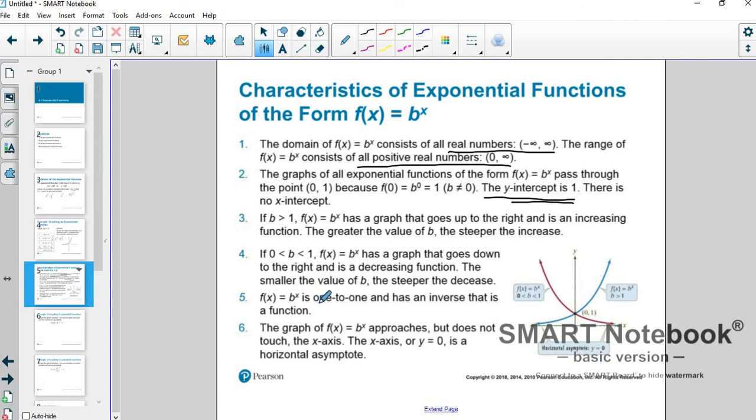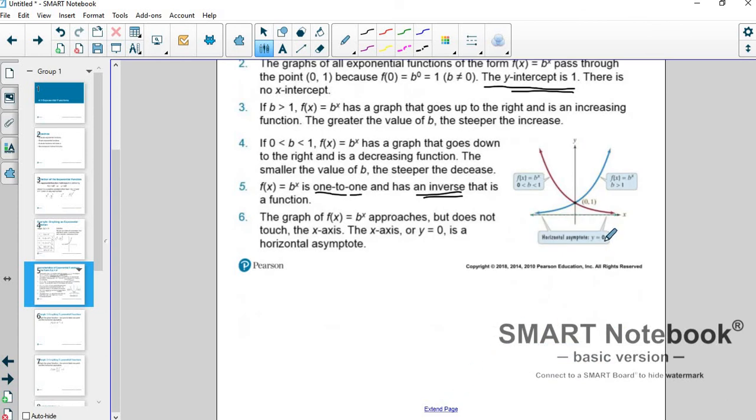All right. b to the x is a 1-to-1 function, and what that means is it has an inverse. We'll talk about that inverse in section 4.2. And then one more thing about the graph, and it's not exhibited very well here. It's hard to see, but there's a horizontal asymptote on the x-axis. y equals 0 is a horizontal asymptote. It's a line that this function approaches, depending on which way you're going. But in this case, it does not touch it. Okay, so we need to label those on our graphs also.